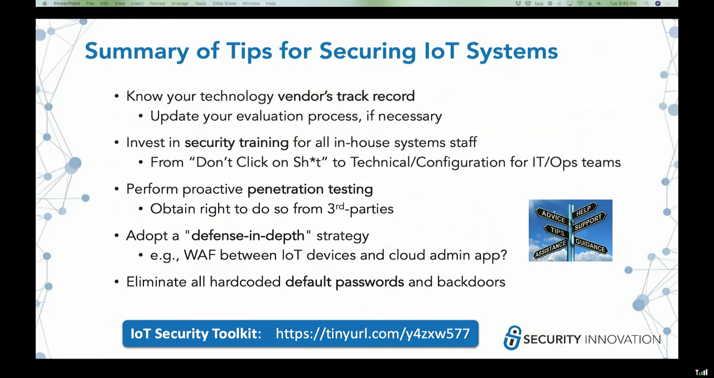From the 5 tips, first of all, knowing your vendor's track record, that's critically important. Update your evaluation process to include known vulnerabilities in any IoT device or system that you're considering. Second is security awareness training. Earlier in the presentation, we mentioned how the human factor is still the number one risk for most enterprises.